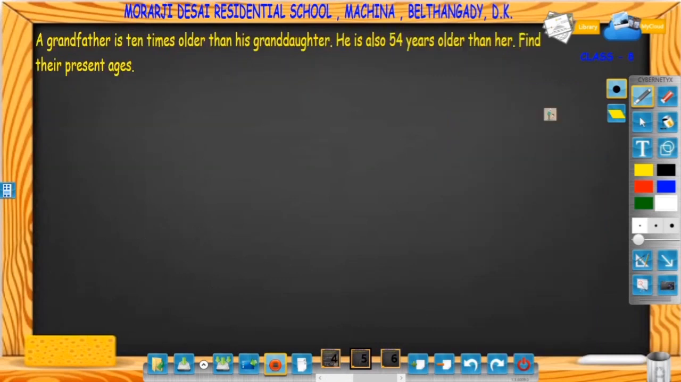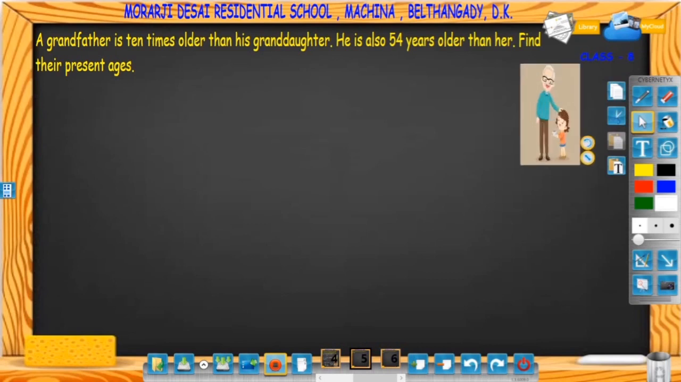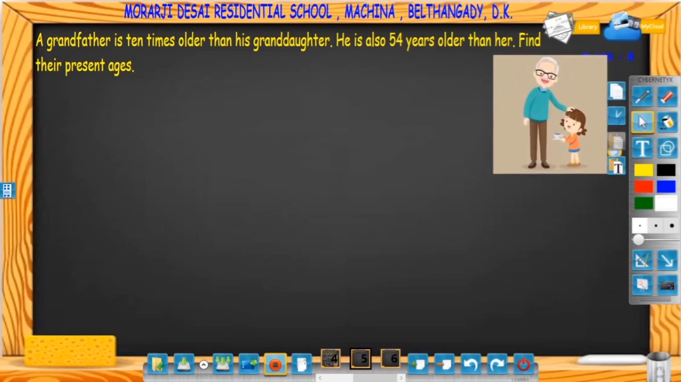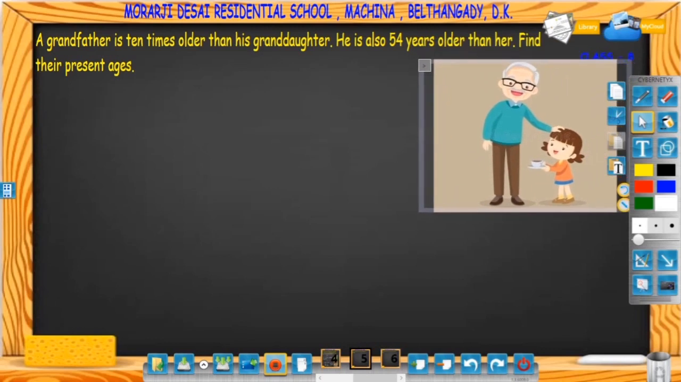Look at the next question. A grandfather is 10 times older than his granddaughter. He is also 54 years older than her. Find their present ages.